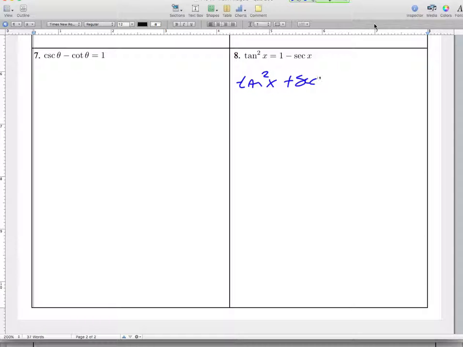So we get tangent squared plus secant minus 1 equals 0. Once everything's on the same side, I want to try to do what? Factor. Can I factor? No. So then I do what? Pythagorean. So I've got to replace tangent squared. That turns into secant squared x minus 1.